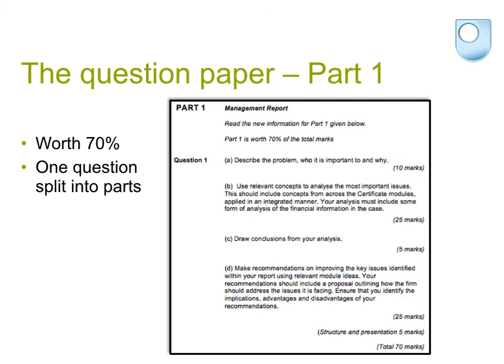The exam paper is split into 2 parts. Part 1 contains 1 question. This is worth 70% of the total marks. All parts of question 1 are compulsory. I hope you'll see the similarities between the tasks the exam questions ask you to perform and the work you'll be doing in the online school.